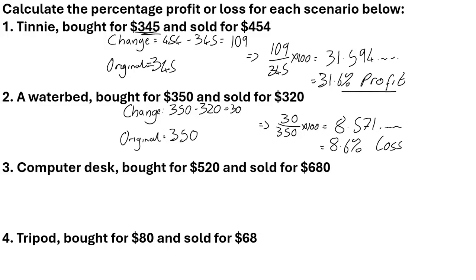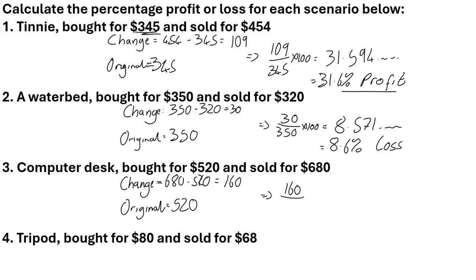If we then look at number 3, the computer desk is bought for $520 and resold for $680. For this one, we want the change to start, so it's going to be 680, take away the $520, so in this case it's going to be $160. We want the original, which in this case is going to equal the $520. It's the amount that we started with. So I can then say, just to get my percentage change, I'm going to do 160 divided by 520 and then multiply my answer for that by 100.